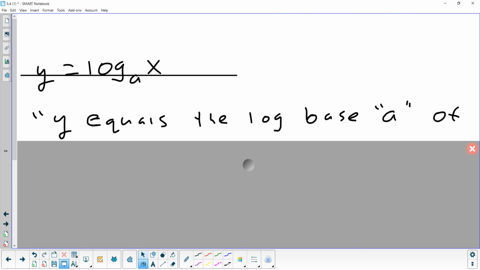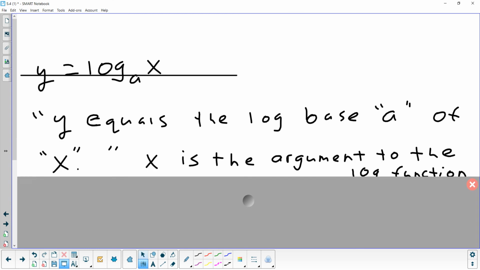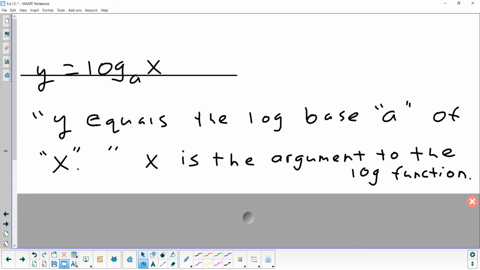And the way you pronounce that is y equals log base a of x. And x is called the argument. The argument is what you are plugging into the log function. So when we do a square root, technically you could call 10 the argument. It's what's being plugged into the square root.